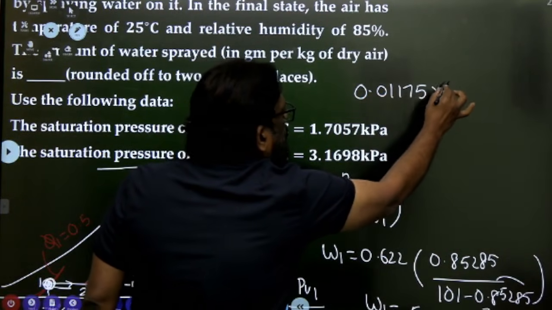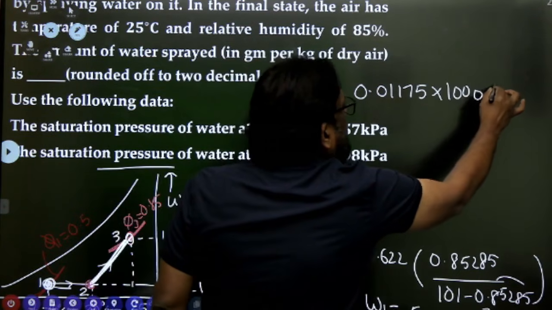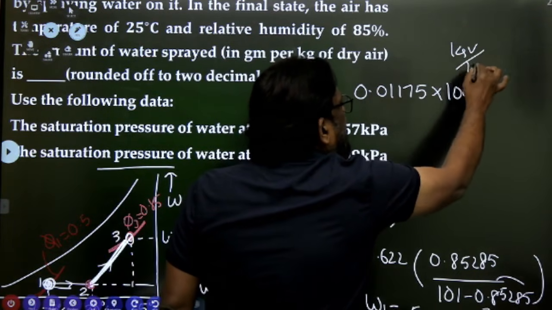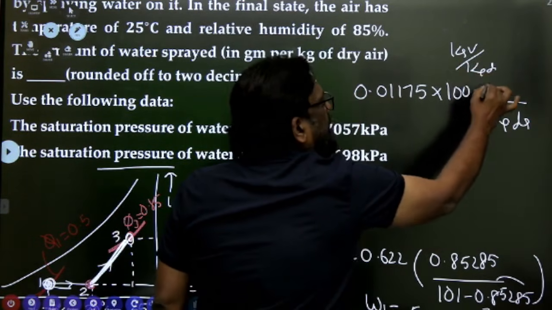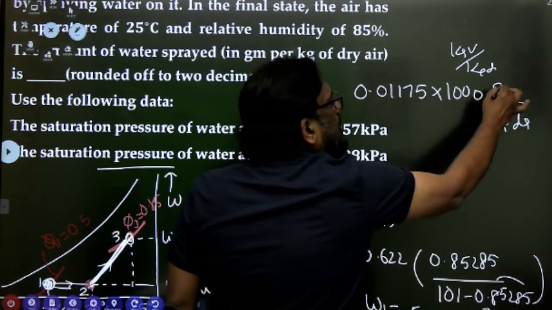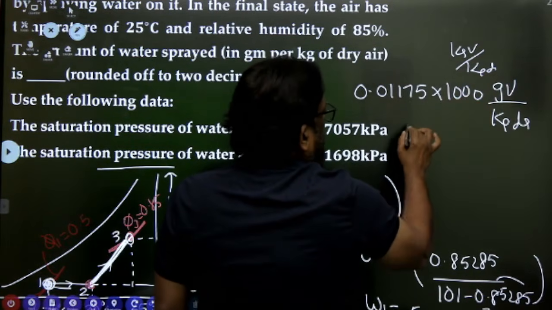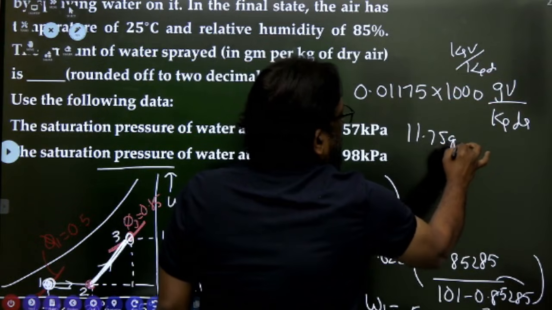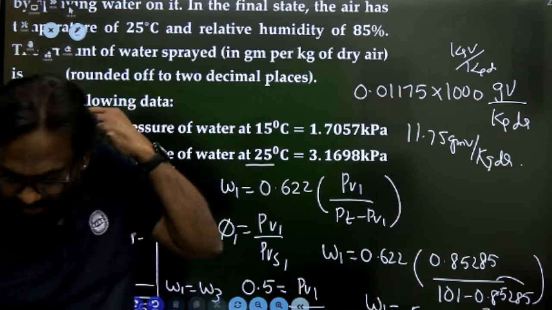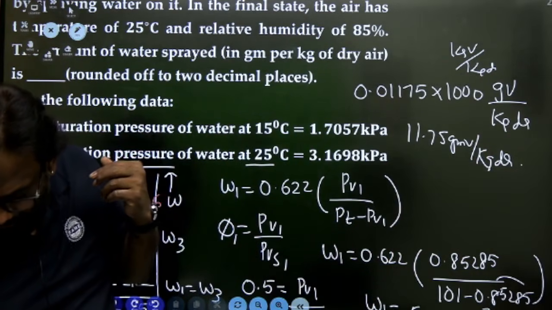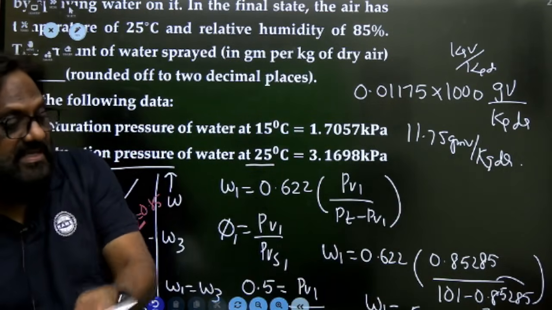0.01175 into 1000 because this is so many kg vapor per kg dry air. तो kg dry air वैसे ही रखो, kg वेपर को 1000 से मल्टीप्लाई करेंगे तो ग्राम ऑफ वेपर आएगा सर. So therefore it will be 11.75 grams of vapor per kilogram of dry air. 11.75 कहां है? ये सही है गलत है? Yes, 11.75 is the correct answer.